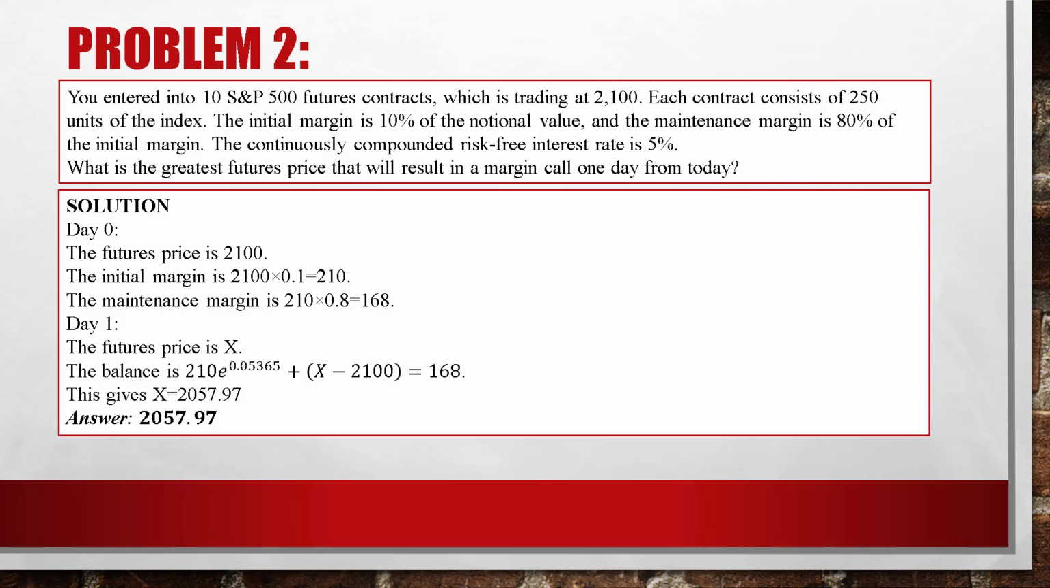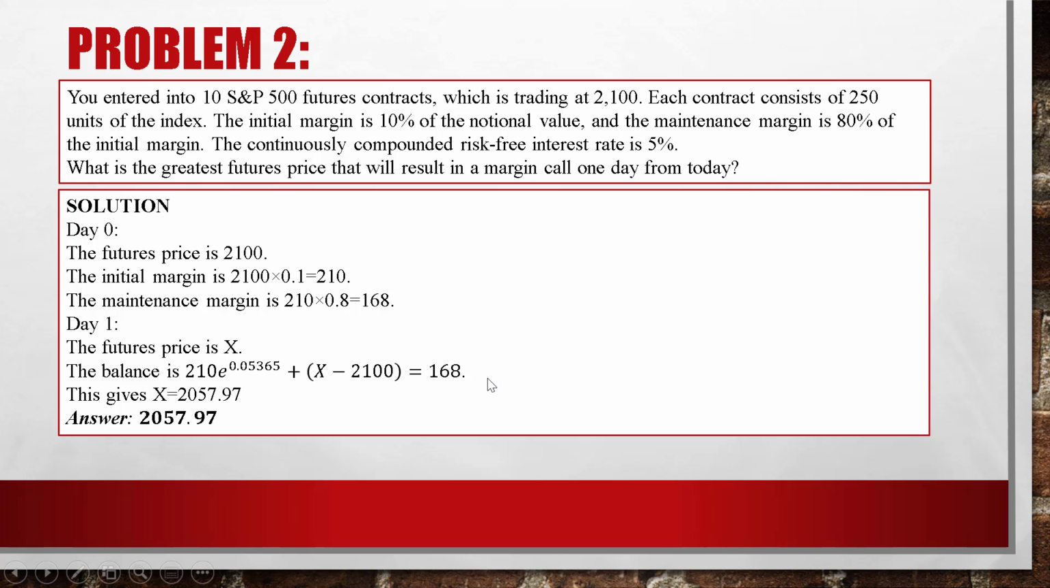Now day 1, the future price is X, and we apply the formula. We get the balance. The maintenance balance is 210. Here is the initial balance times the continuous rate, e to the 0.05 over 365, plus X minus 2100, and we got 168.